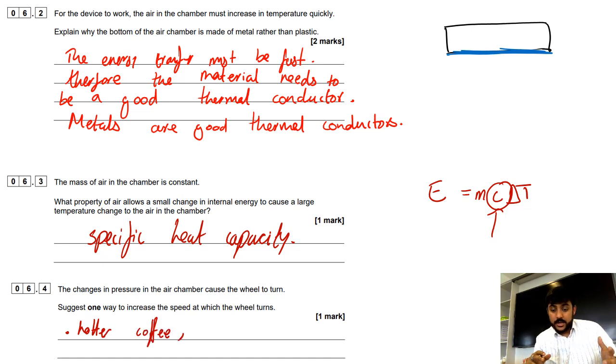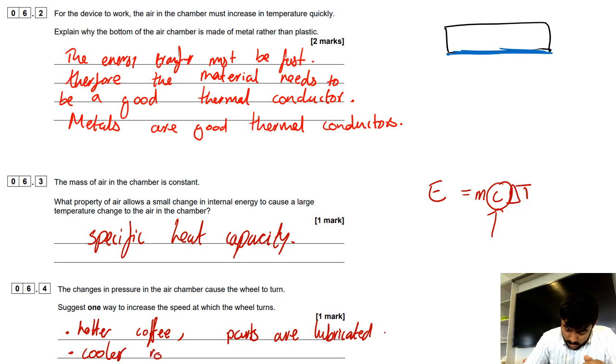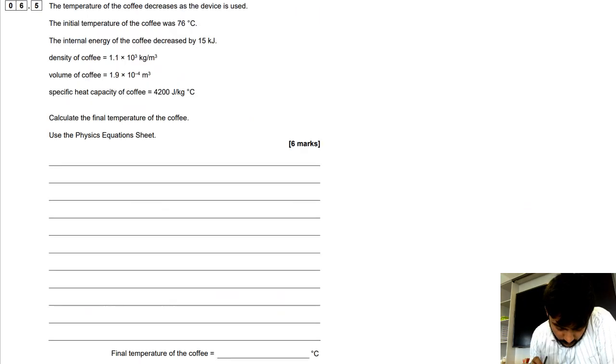What else could I do? I could make sure the wheel's parts are lubricated. Put oil on them. And why does the pressure change when it gets to the top? Because of the temperature of the air. So, a cooler room. So those three things can affect how fast the wheel turns.